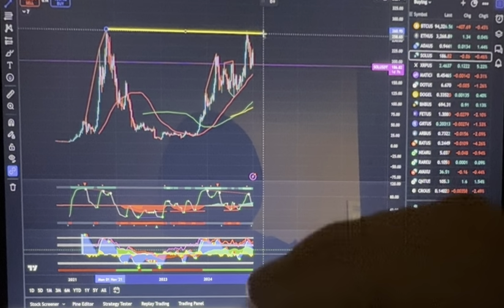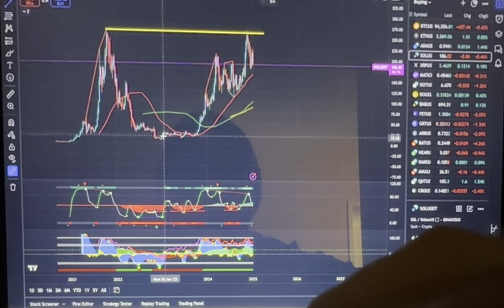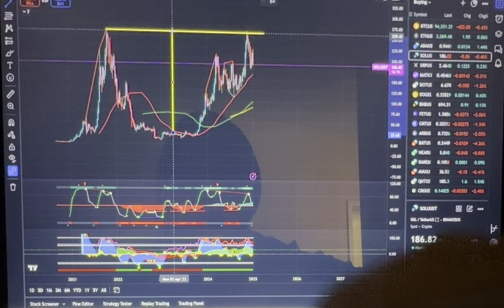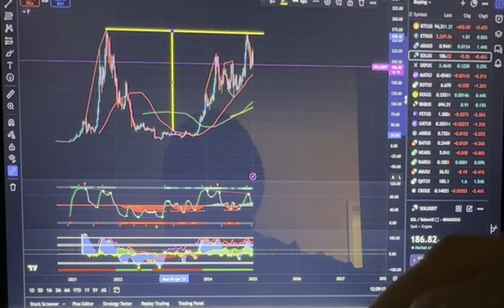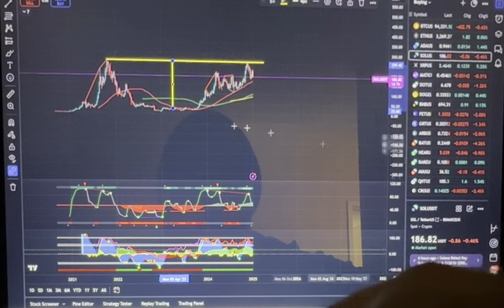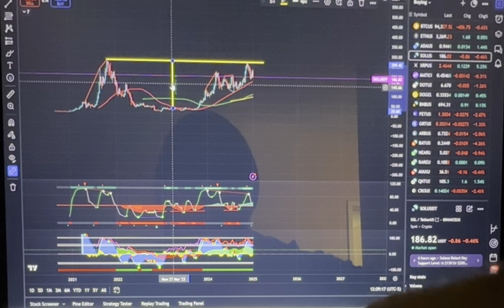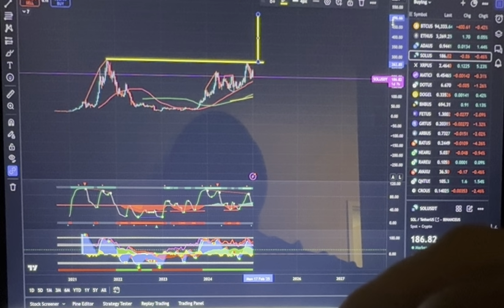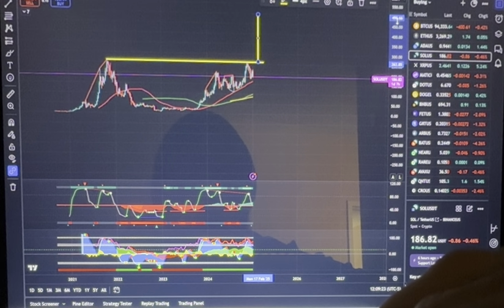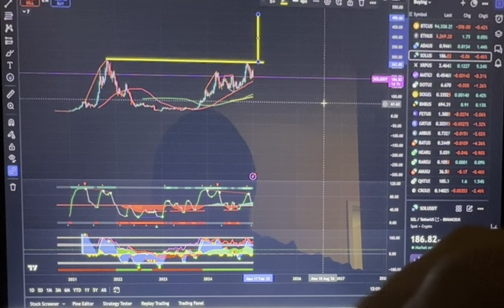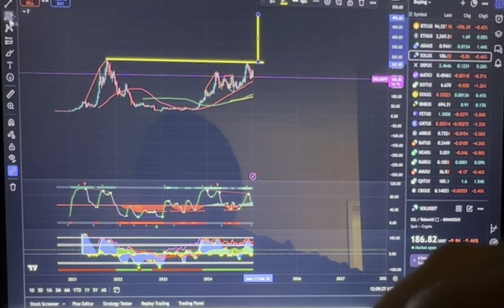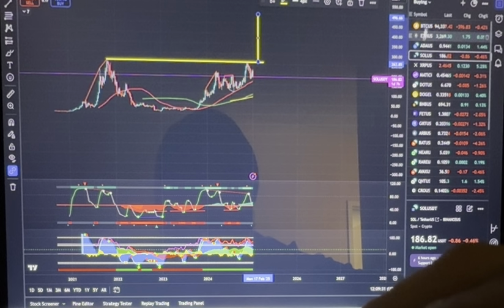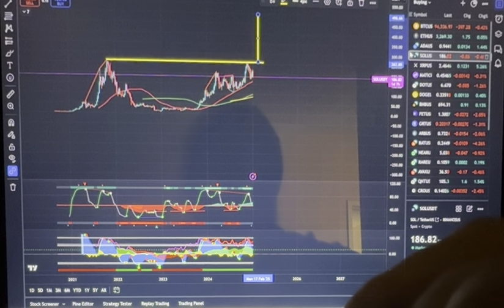So, oops, I didn't hit the button. Inverse cup and handle. This is the measured move you expect out of it. Now we'll go here. If it is to break out and confirm, it looks like 450, 500 is the range. That's a good doubling from where we're at right now. So now you understand why I picked ADA, ETH, Solana and XRP. I kind of looked at all of them.